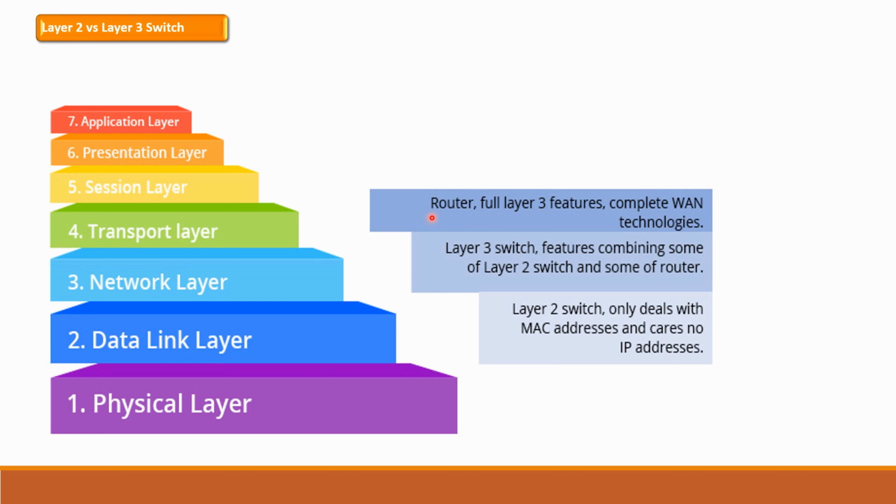A router works with layer 3 features combined with WAN technology, because a router works at layer 3 only. It routes between two different networks, and that is why it's called a router.